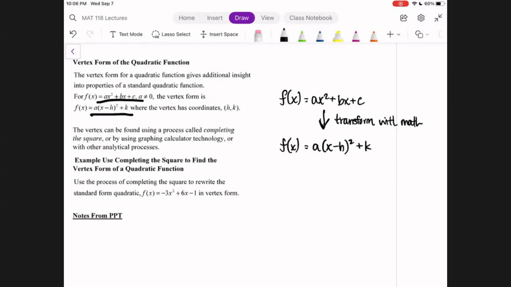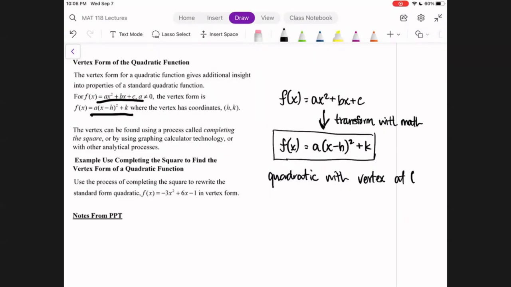Right? And why are we doing that? Because in this format right here, this is a quadratic with a vertex at this ordered pair. You'll see it's (h, k), so whatever is on the inside is opposite, outside is the same. Okay, so the h is on the inside, it's opposite, k is on the outside, it's plus, so it's the same.